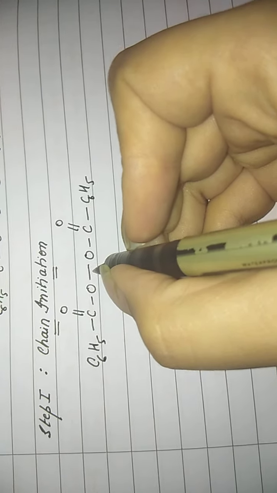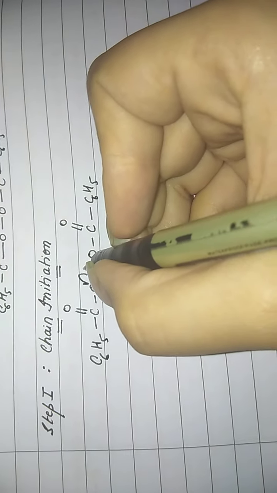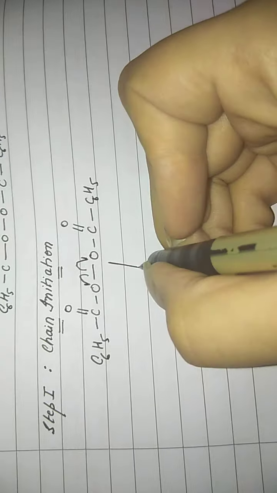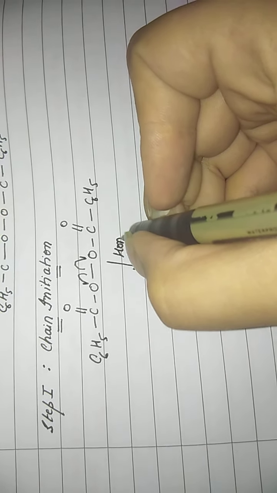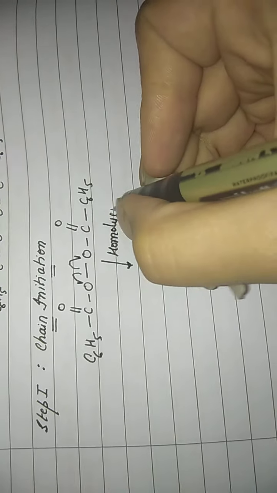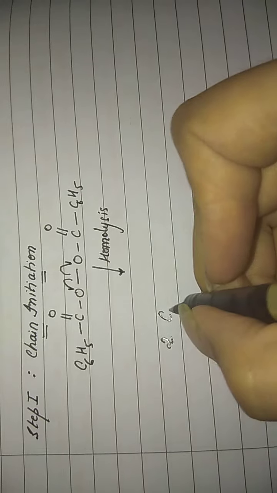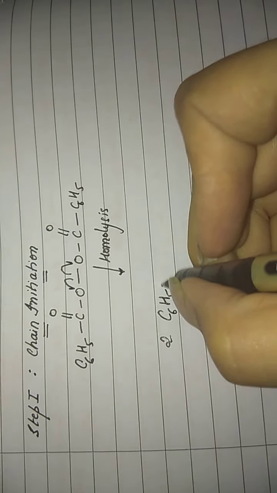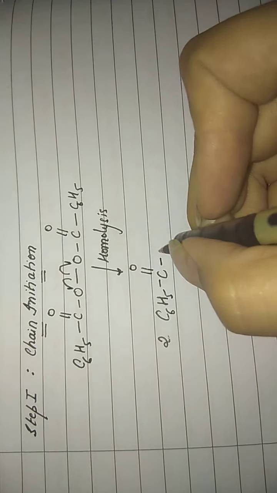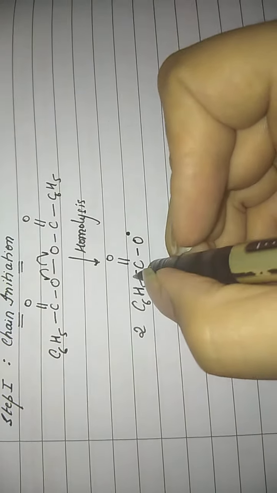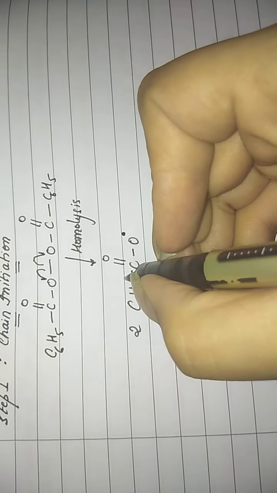Okay, this bond undergoes homolysis, that means homolytic cleavage, to give you free radicals. So you will get 2 free radicals of the same kind, 2 C6H5 C double bond O, and then you have O and this radical. You have 2 such radicals formed. Now next step will be homolysis of this particular bond.